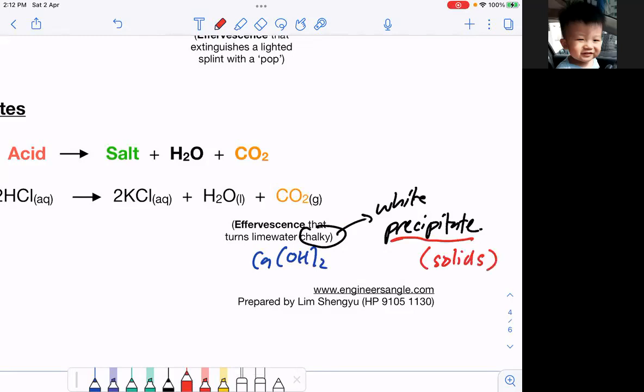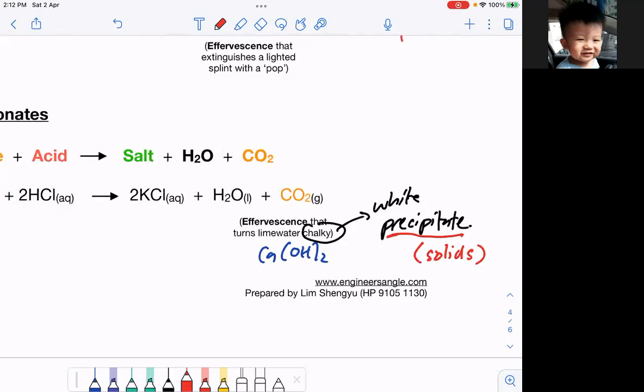Formation of solids, cloudy, chalky. It's as if you mix chalk and water. Just white solids. So this is the test. Let me see if I got bubbles already. I collect all the bubbles and pass them through calcium hydroxide. If I see white solids, then it must be CO2. If I don't see white solid, it must be something else.